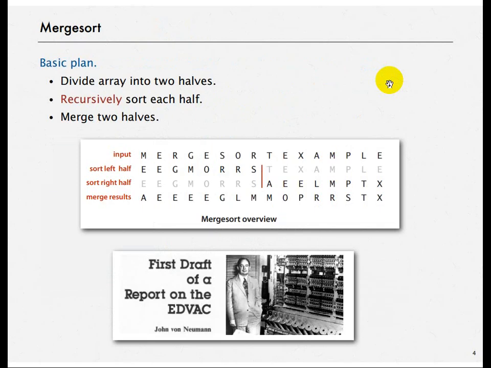So what is merge sort? Both merge sort and quick sort are recursive algorithms, and the basic idea for merge sort is that you divide an array into two halves and then you recursively sort these two arrays and then merge them, right?